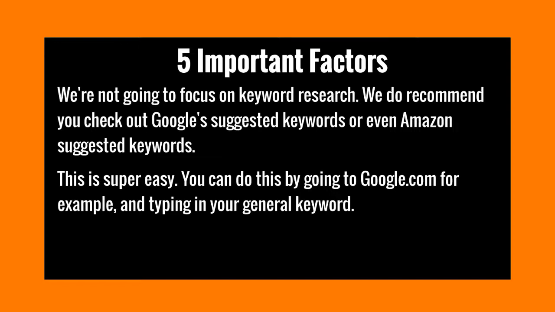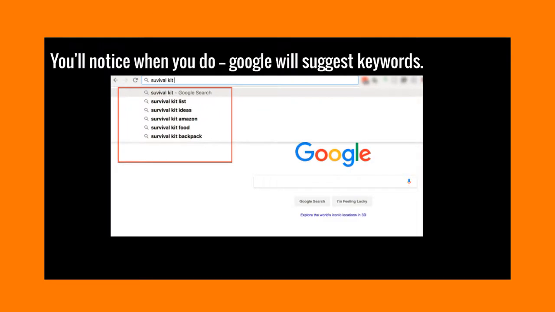So here's what I want you to do. You can do this by going to google.com, for example, and typing in a general keyword. So you'll notice that when you do, Google will suggest keywords. Now, in order for the keywords to appear in the suggested box, that means that there's a ton of people that are searching for those keywords. So in other words, there's a high volume of people searching. So when I typed in the keyword survival kit, out dropped a drop down saying, well, these are other Google suggested keywords like survival kit list, ideas, Amazon, food, and backpack.